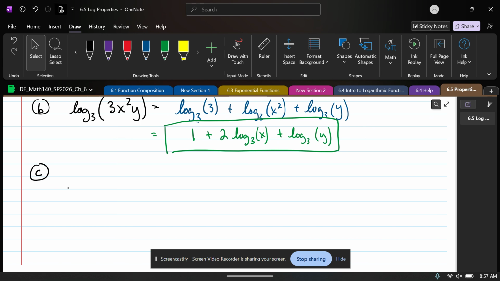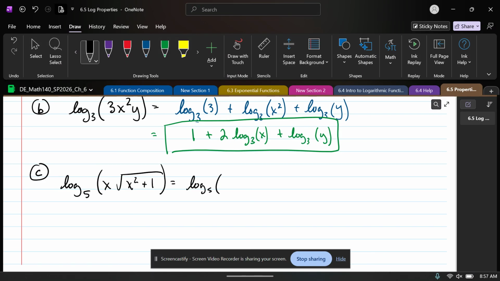All right, let's do this one. We got log base 5 of x times the square root of x squared plus 1. Anytime I have a square root or a cube root or some kind of radical inside of my logarithms, the first thing that I do is change those into exponents, because I don't have any properties that deal with radicals. I have properties that deal with exponents, and properties that deal with multiplication or division. So I'm going to change that into log base 5 of x, and then this x squared plus 1.